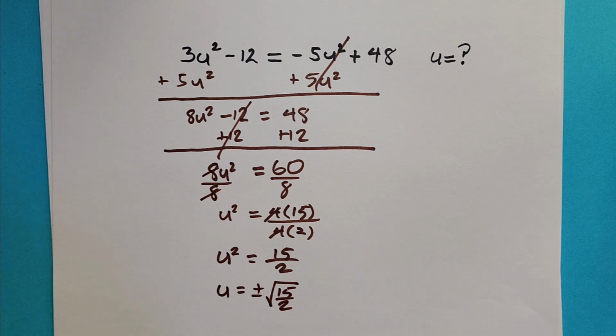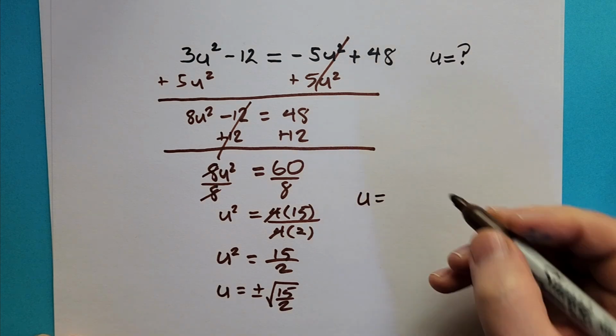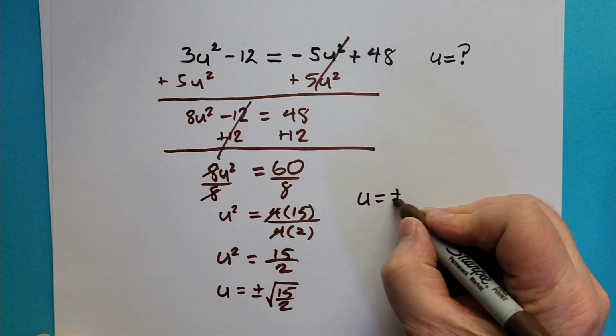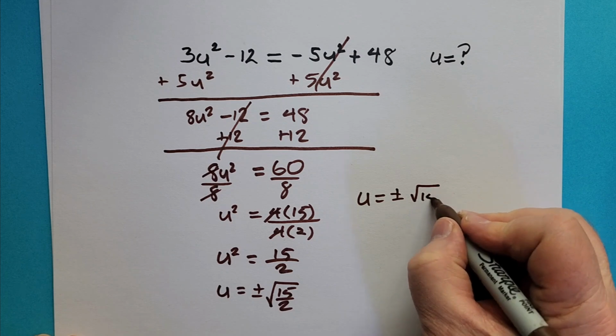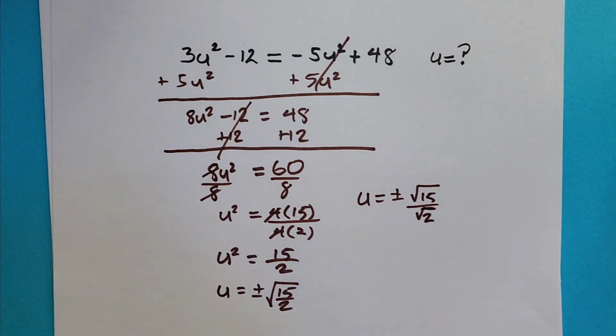We can use one of the properties of square roots, and at this point you should be familiar with some of those properties. But when you take the square root of a ratio like this, you can actually take the square root of the top and bottom separately. So this would be the plus or minus the square root of 15 over the square root of 2. And at this point we can see that there's a square root in the denominator, and typically in algebra we don't like to leave a final answer like that. What we're going to do is rationalize the denominator.